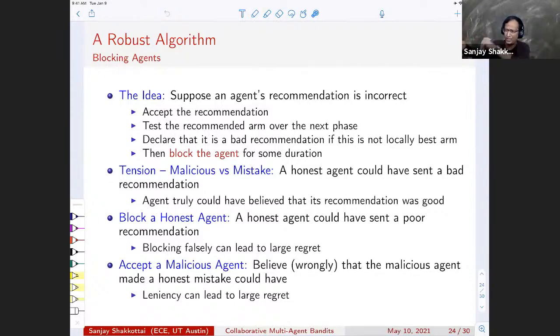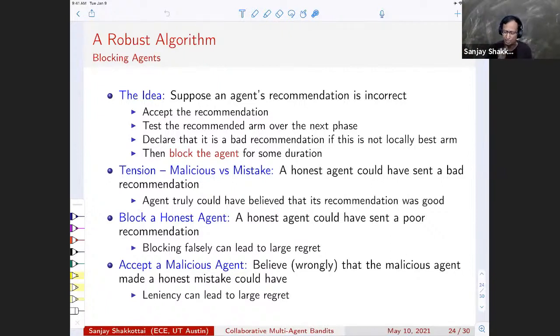And then I will block the agent who told me this for some duration. Let's think about this model of blocking. I get this recommendation, I've tested it. My testing could be faulty, potentially, or there are many reasons why it may not be the best arm for me. It could be a bad recommendation or my testing could be faulty. But in any case, I create my own certificate and then block the other person for some duration of time.